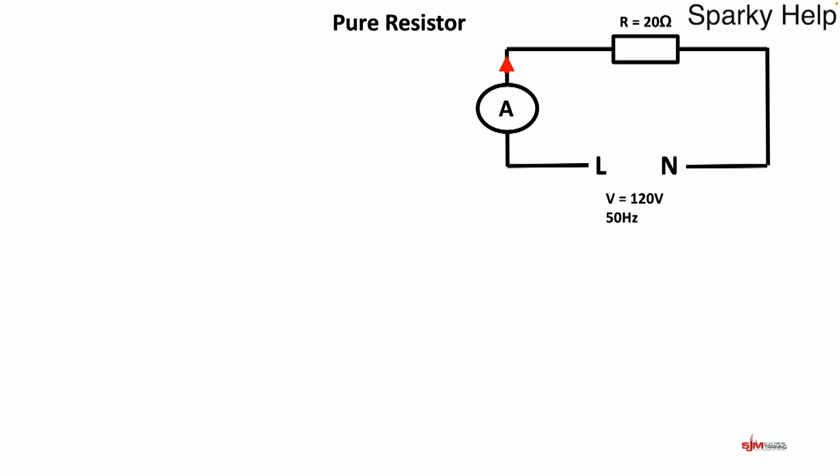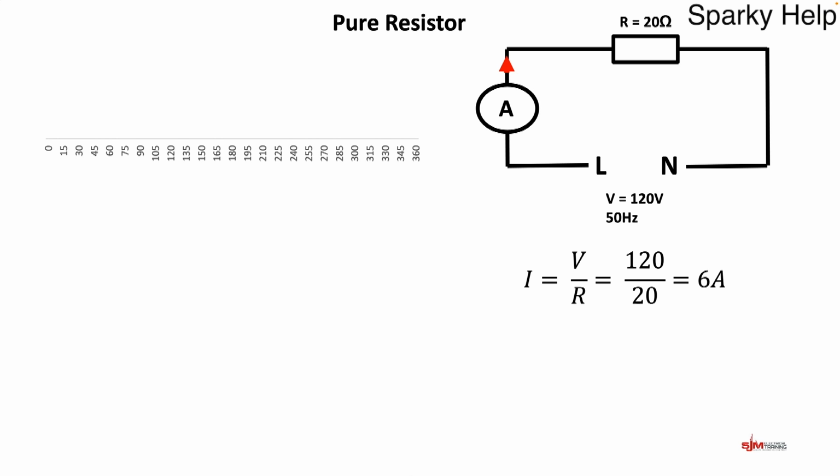So here we have a resistive circuit, one component connected to a 50 Hz supply. And if we apply Ohm's law, we can work out the current, and the current in this case is 6 amps. So let's look at what the sine wave would look like for this. So there we have the current, and it starts at 0, goes through 180 degrees, goes through 0 again, goes negative, and then 360 degrees.